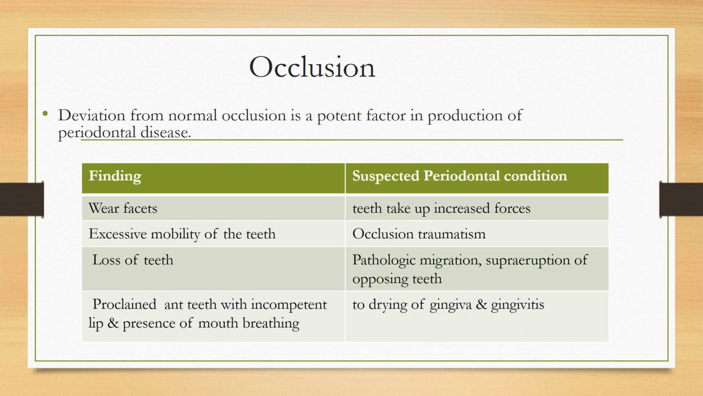So coming to the occlusion, deviation from normal occlusion is a potent factor in the production of periodontal disease. So any deviation from the normal occlusion can affect the periodontium. So in this case, there can be various findings and suspected periodontal conditions, and wear facets where teeth take up increased forces, excessive mobility of teeth, that is occlusal traumatism can occur.